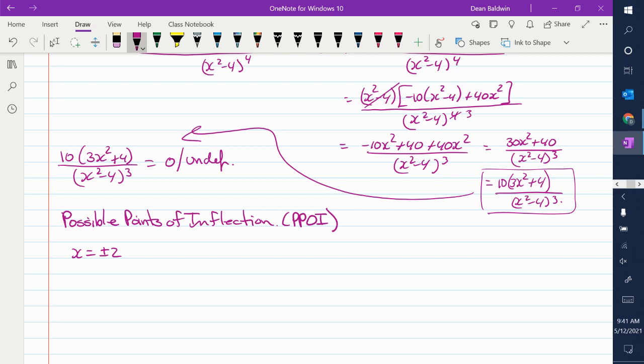Does anything make the top 0? You can try to solve it if you want. But if you tried to solve 3x squared plus 4 equals 0, and you tried to square root a negative number, it all blows up on you. So nothing makes the top 0. So your only possible points of inflection are plus or minus 2. Those are the only ones.